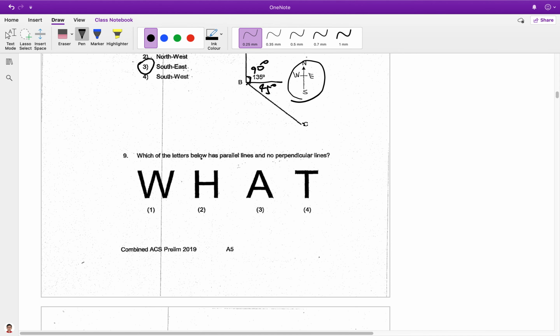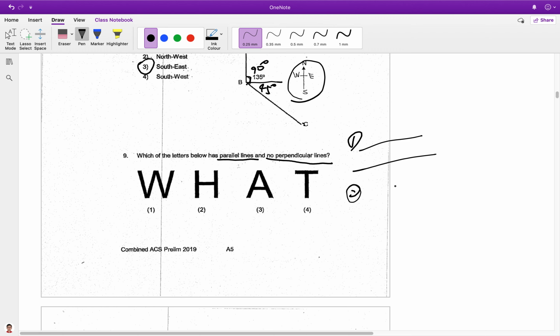Question 9. Which of the letters below have parallel lines and no perpendicular lines? Well, this one is for us to check whether we understand what is parallel and what is perpendicular. For any two lines, there are three relationships. One is parallel, right? If we extend the two lines, they will never cross each other. So it means they are parallel.